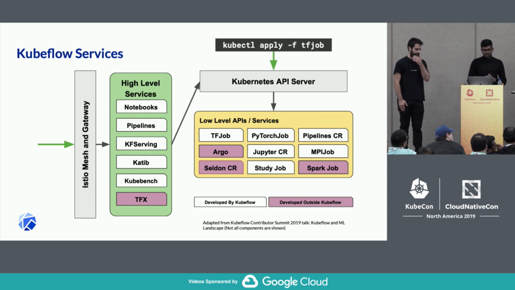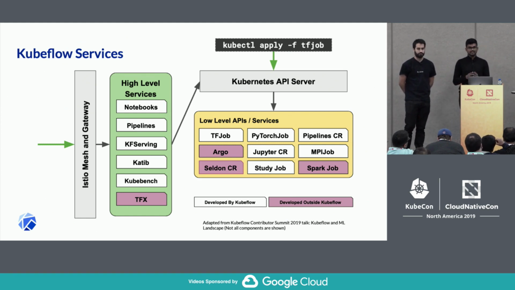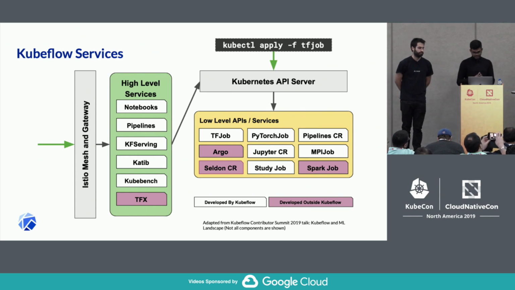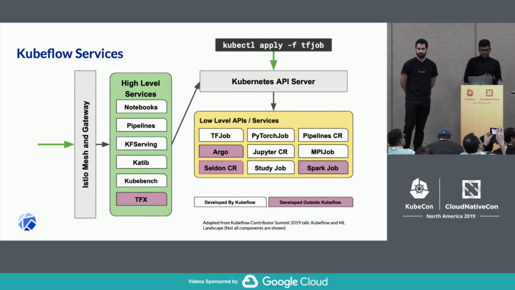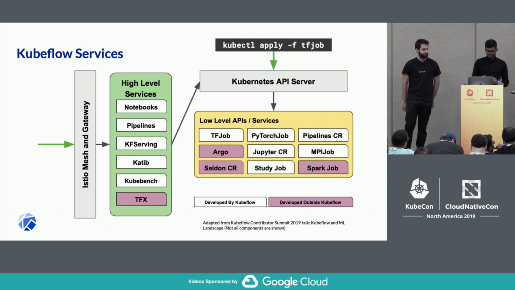Likewise, when you talk about the high-level services, which you can see towards your right, few of the examples are Jupyter notebooks and pipelines, which help you build orchestrated ML workflows. And since these require a web UI, you get a notion that you need routing and gateways. And we have used Istio Mesh to enable this.